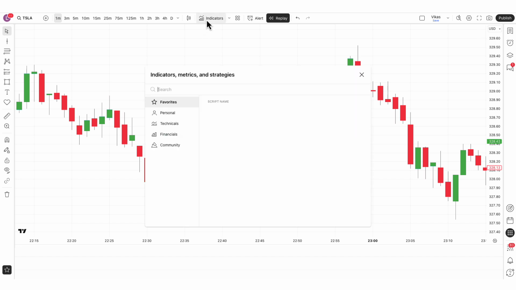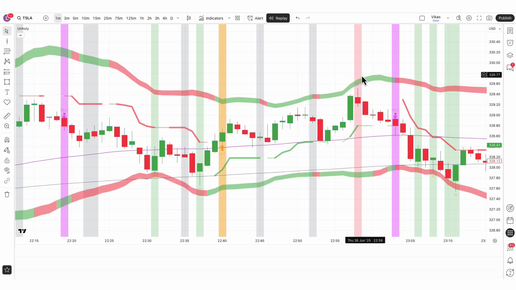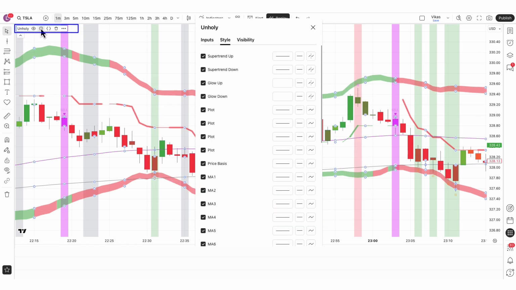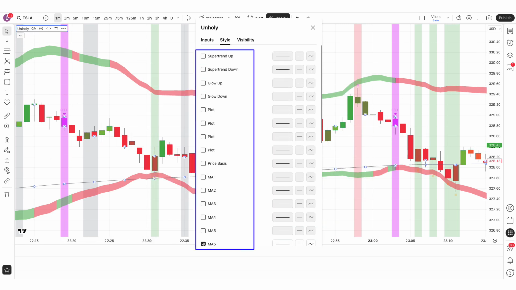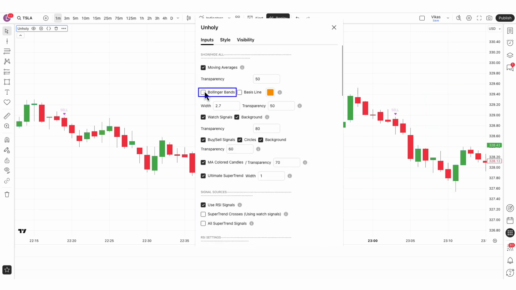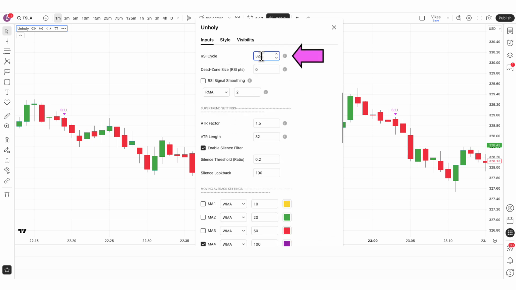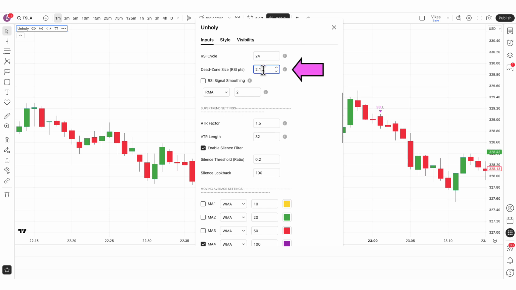First of all, we will search ultimate buy and sell indicator in the search box of TradingView. After that we have to click on the ultimate buy and sell indicator option, in which we have to change some settings. We need to hide these options. We need to hide the Bollinger Bands option. We have to change this transparency option from 60 to 10. We have to change this RSI cycle option from 32 to 24. We have to change this dead zone option from 0 to 2.2.